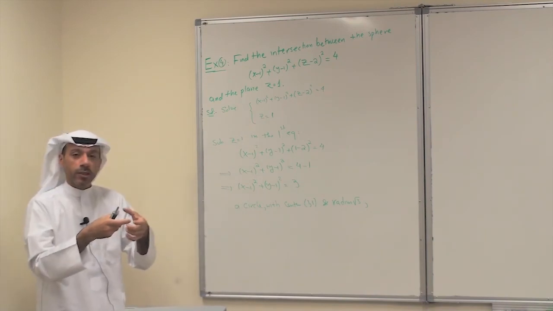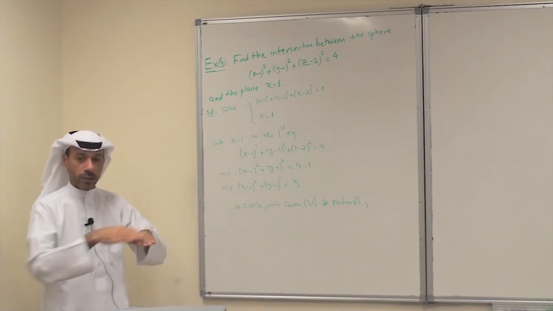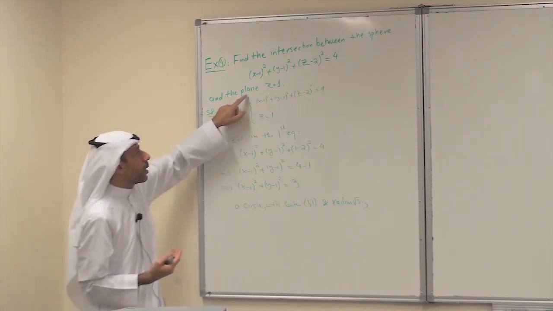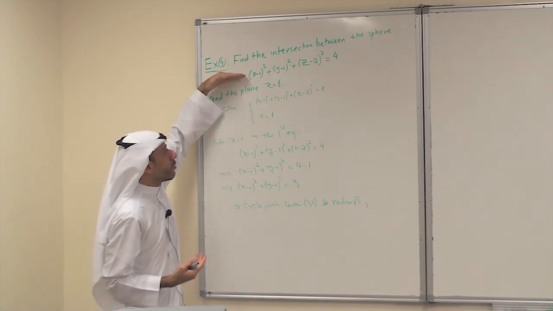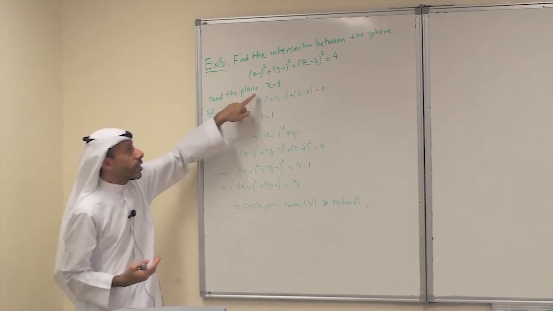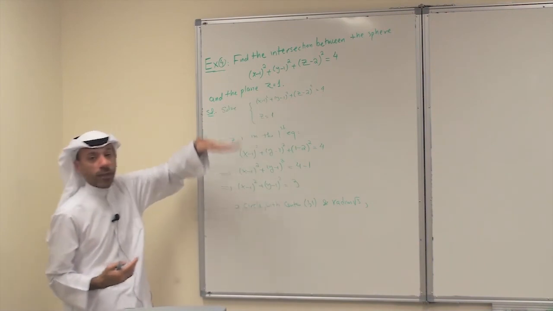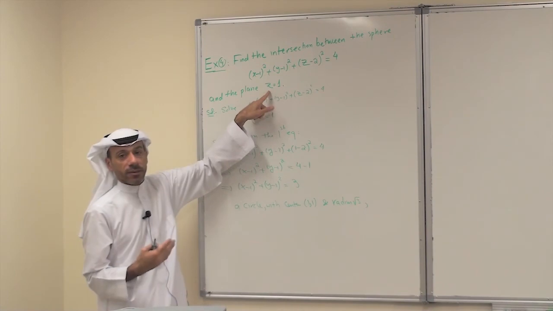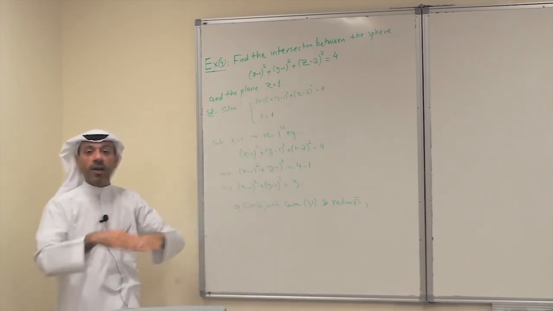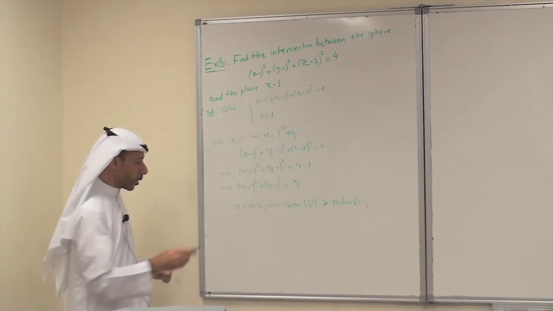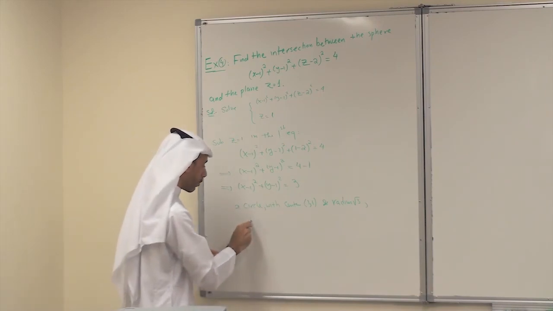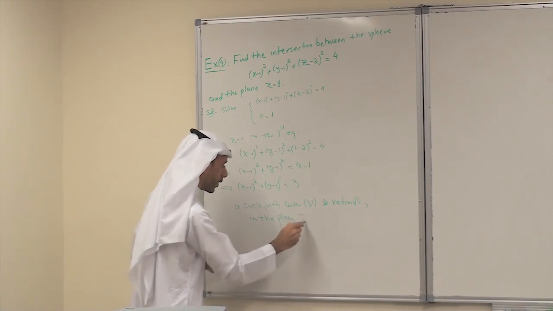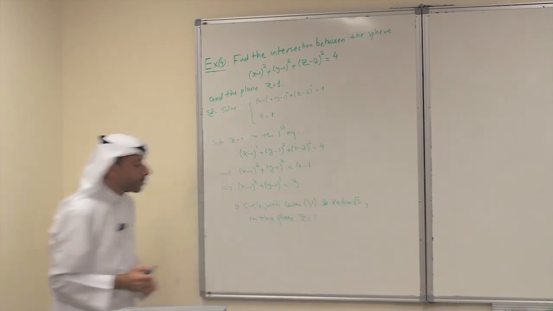But what is the location of this circle? Is it in the xy plane or is it somewhere else? Well, don't forget, I am taking the intersection between the sphere and the plane z equals 1, which is a plane parallel to the xy plane. So really the intersection is a circle in the plane z equals 1. It is not in the xy plane, it is a circle in the plane z equals 1.